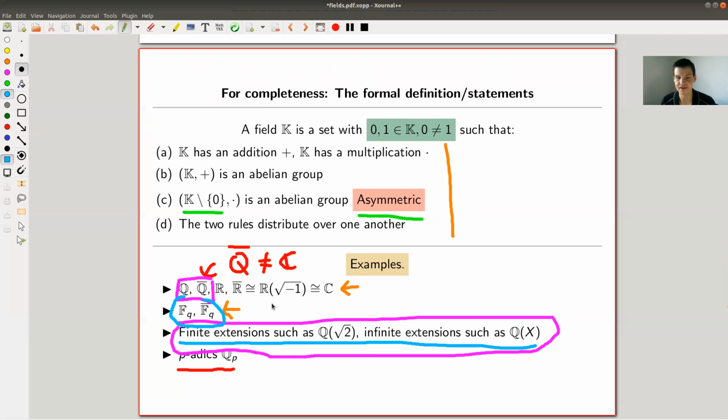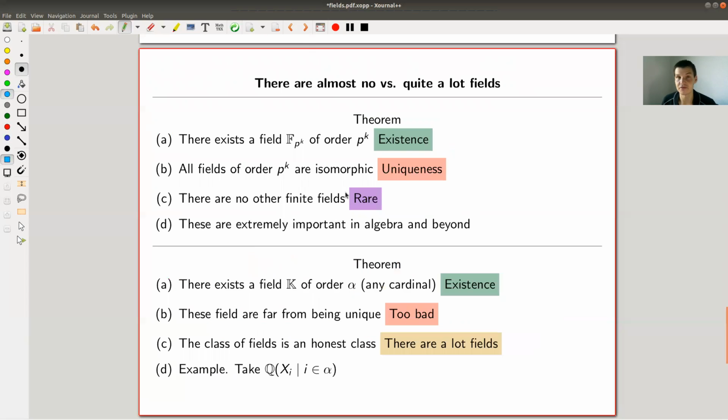So Galois fields and field extensions of Q, which are the main objects under study in Galois theory and a first class on algebra. So the slogan of this whole video is fields are rare, which is not quite true. So let's first of all have a look at the bottom theorem, and then we have a look at the top theorem.